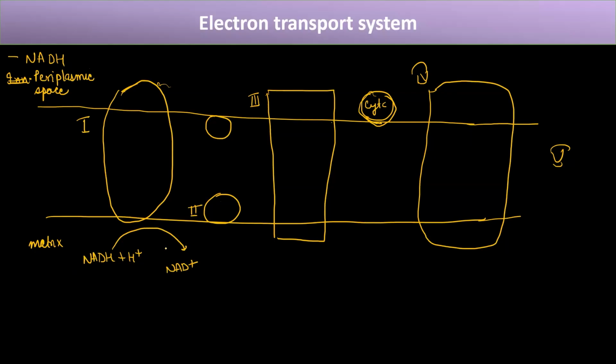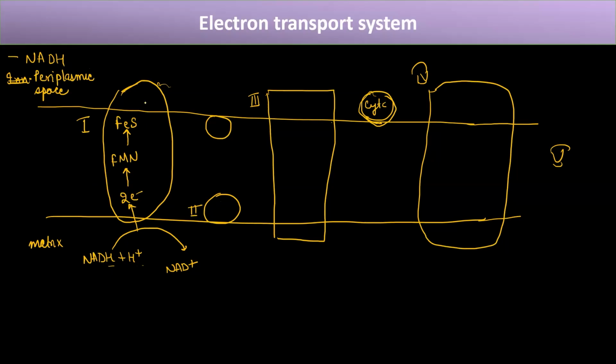Now oxidation is the loss of electrons. So how many electrons will be lost here? Here 1 and 2. So the electrons lost are 2. These 2 electrons will come to complex 1. Complex 1 has various components that act as electron carriers. First of all, it goes to FMN, and from FMN it goes to FeS. So the 2 electrons are getting transferred from here to here, and here to here.